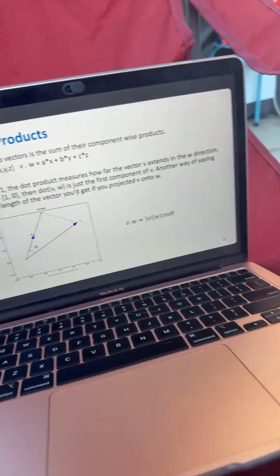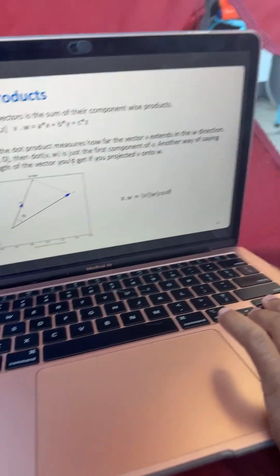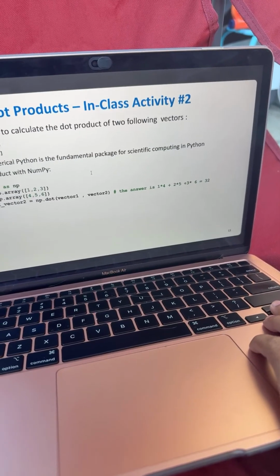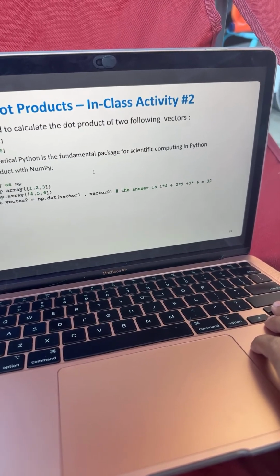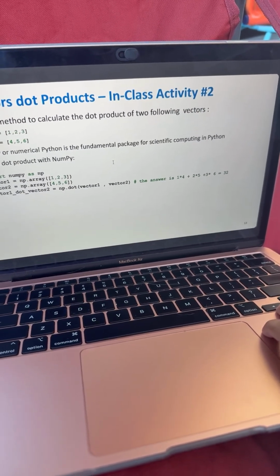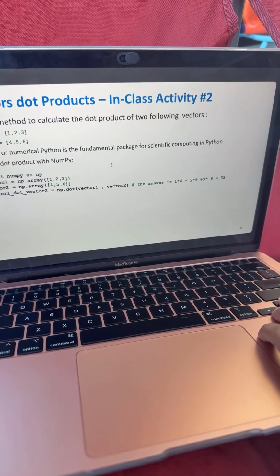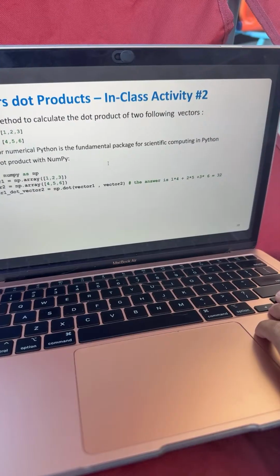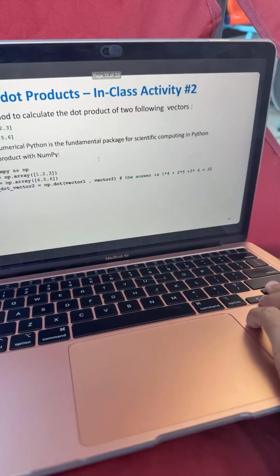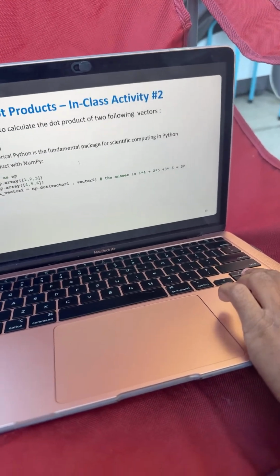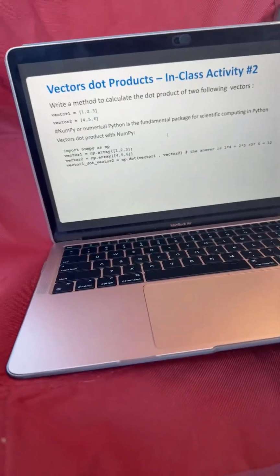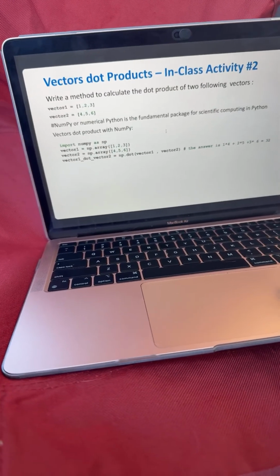So vector dot products, we know that v times w is v w cosine theta. Vector dot products in class activity: write a method to calculate the dot product of the two following vectors. So I'd say vector 1 just times vector 2, adding it together. np.dot. Is that the answer? Okay, so I guess that's the answer. np.dot is a function that you use to do the dot product. You don't even have to multiply them by each other and get the sum of that. Just do np.dot.